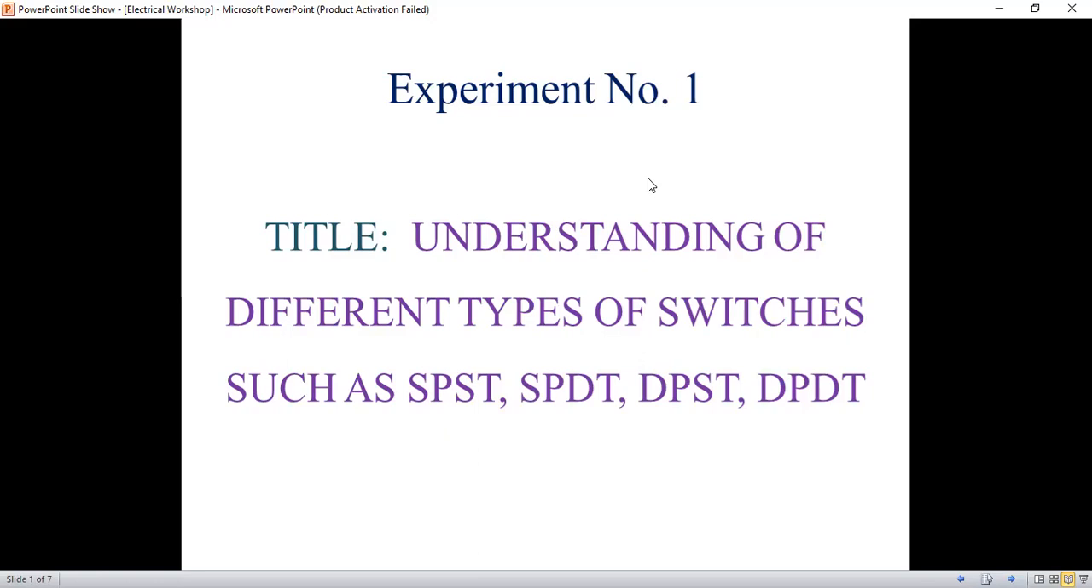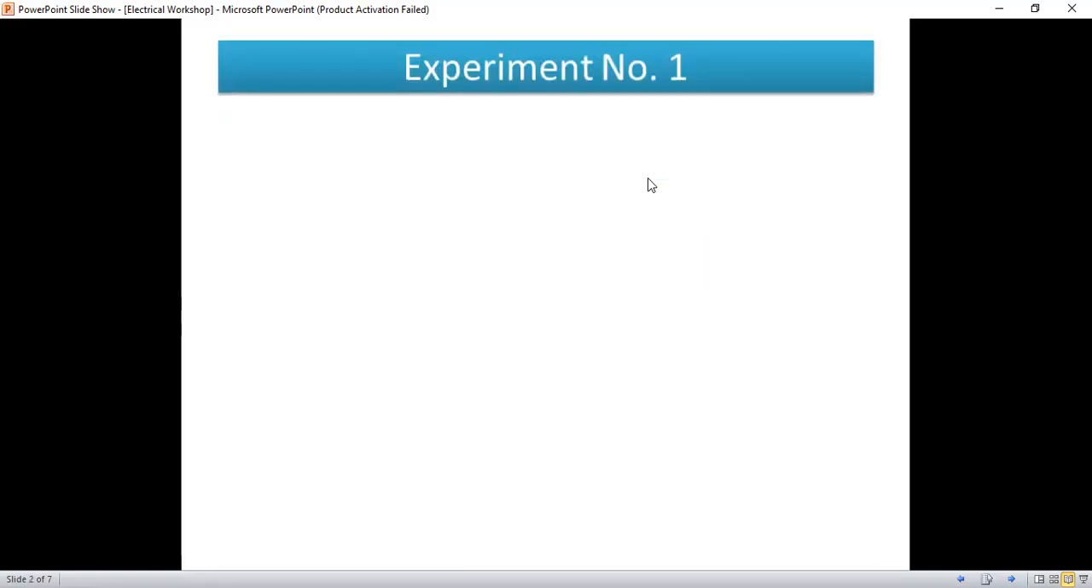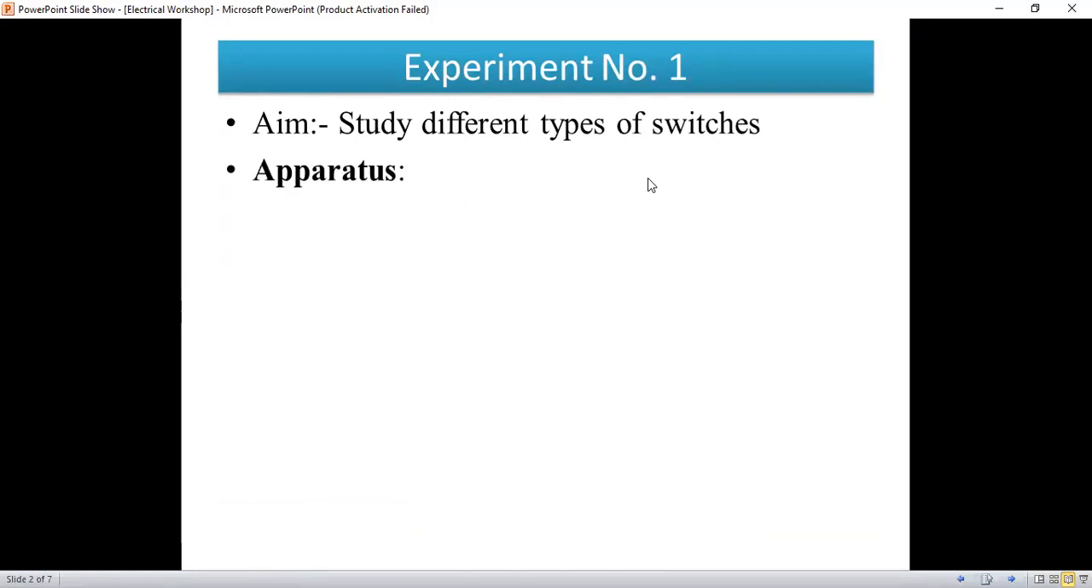Okay, now see, the aim of this experiment is to study the different types of switches. The apparatus required is the SPST, SPDT, DPST and DPDT switches. Okay, so what is meant by SP and DP?